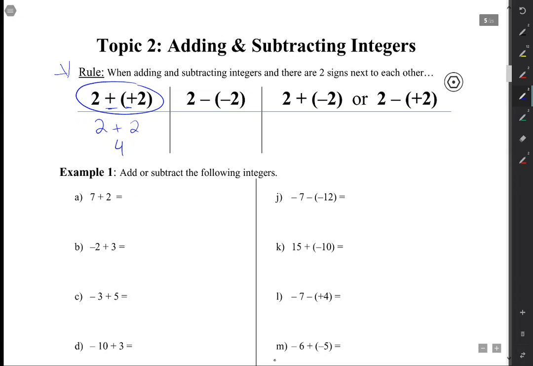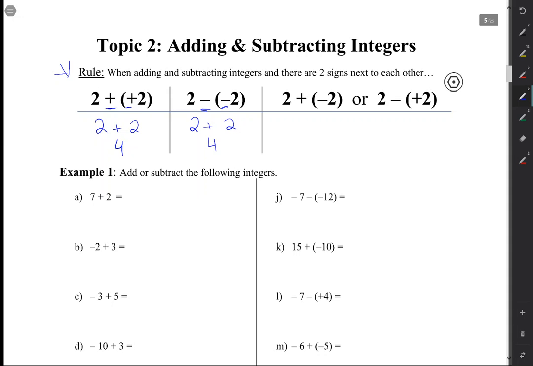Or in other words, 2 plus 2 is 4. Again, for the next one here, we have two negative signs right next to each other, two minus signs right next to each other. Again, they're two of the same sign right next to each other, so it switches to a plus sign. So this is, again, 2 plus 2, or in other words, 4.